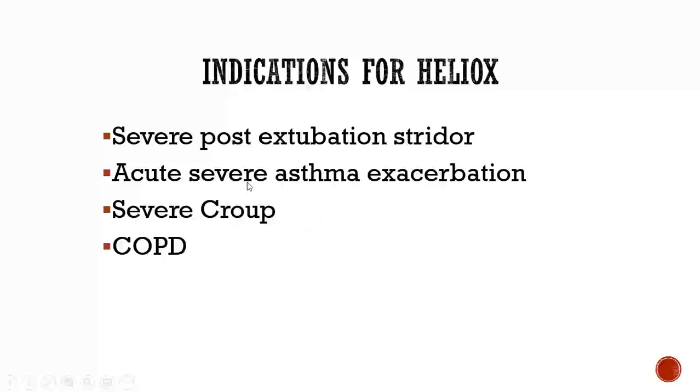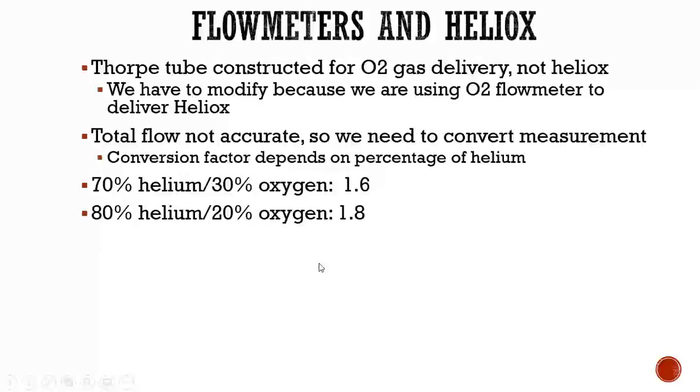Croup is also an upper airway swelling. It's particularly in young kids, usually less than 2 years old. It can get so severe that heliox has been used. I've definitely been in that situation. And then a very severe COPD exacerbation. You could end up using heliox, all when you're thinking about inflammation and bronchospasm blocking airflow.